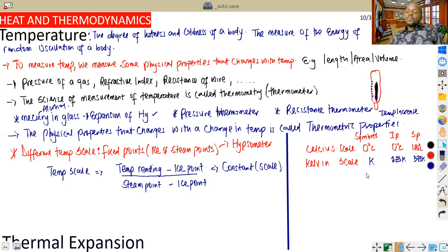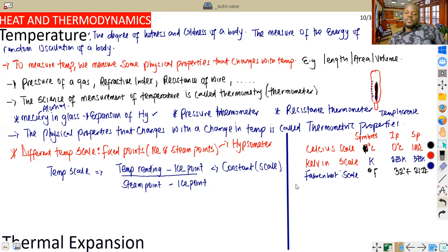So the next one after that is what we call the Fahrenheit scale. About the Fahrenheit scale, it's written as a degree Fahrenheit. This is degree Fahrenheit, not degree Celsius. And the ice point is 32. The steam point is 212 degree Fahrenheit. Let's put that there.